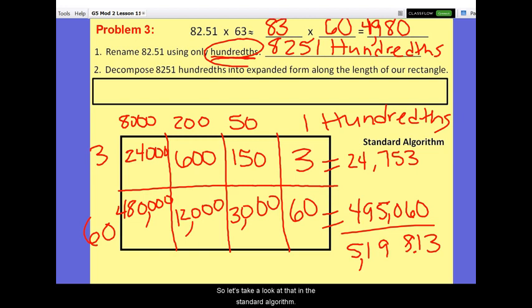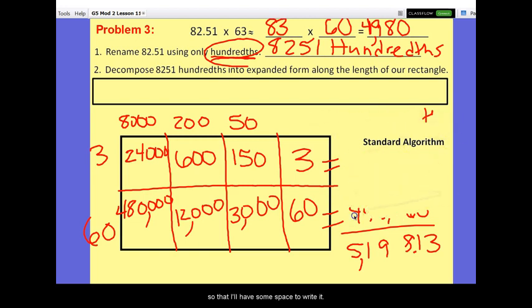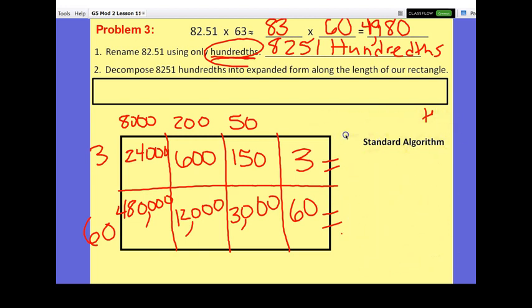Okay, so let's take a look at that in the standard algorithm. Again, I need to erase this so that I'll have some space to write it. Okay, I'm starting out with 8,251 hundredths, and I'm multiplying that times 63.